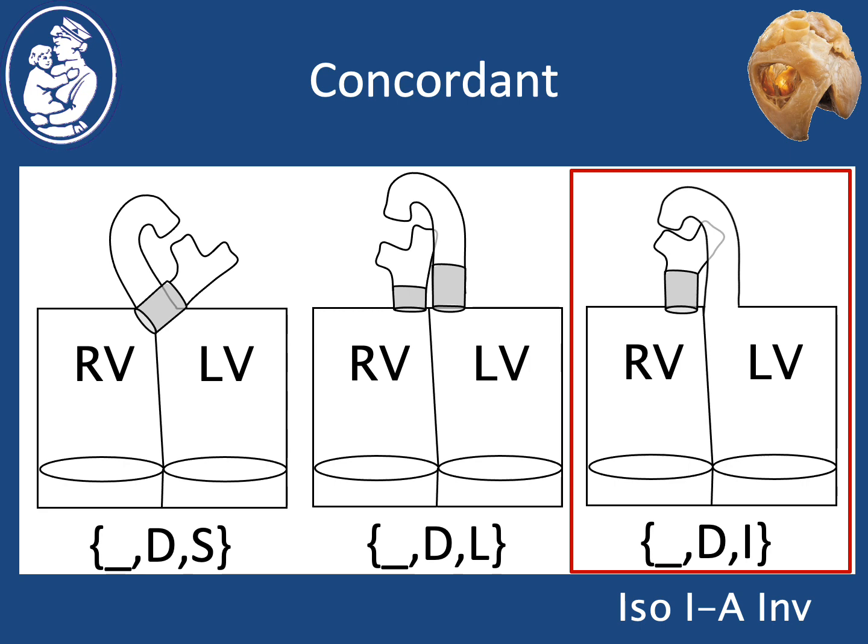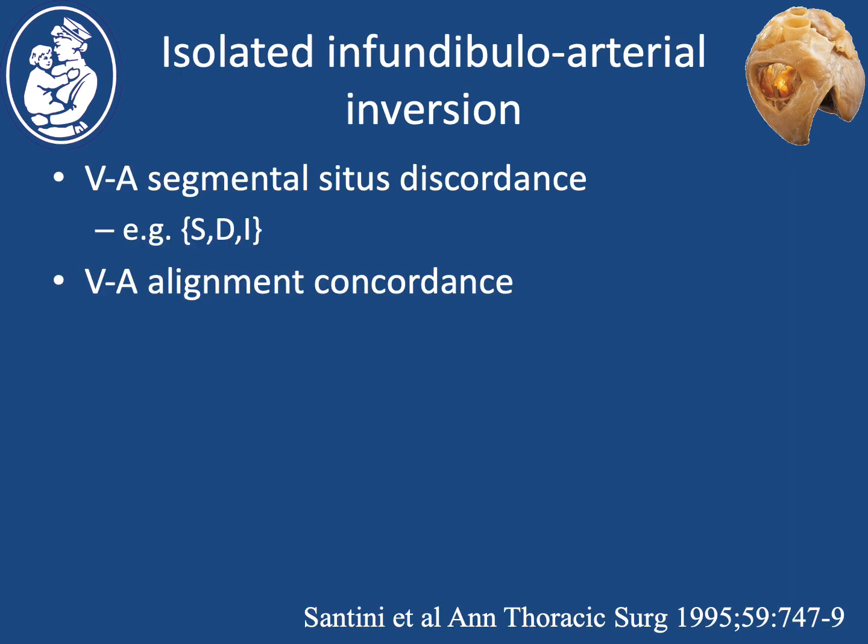So there is situs discordance, D-loop ventricles, but inversus normally related great arteries, but alignment concordance. The right ventricle is aligned with the pulmonary artery and the aorta with the left ventricle. So we have VA, or ventricular arterial segmental situs discordance, DI, but alignment concordance. So these patients can be pink and otherwise normal.